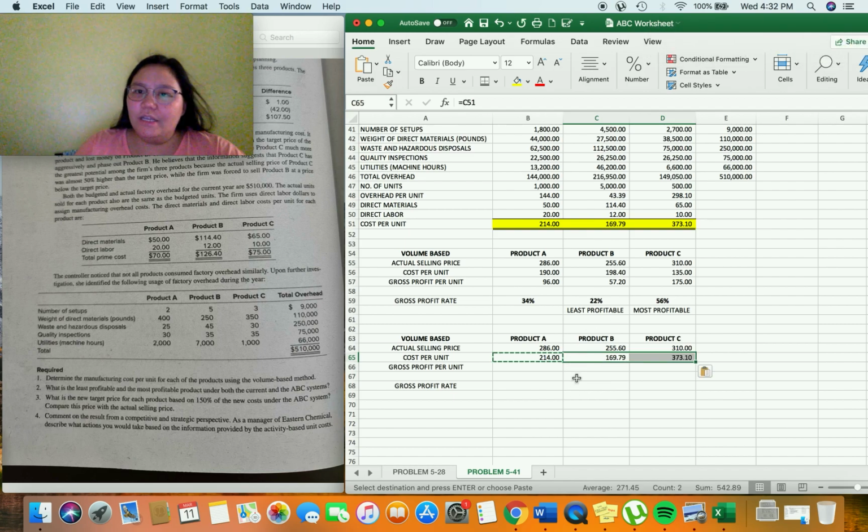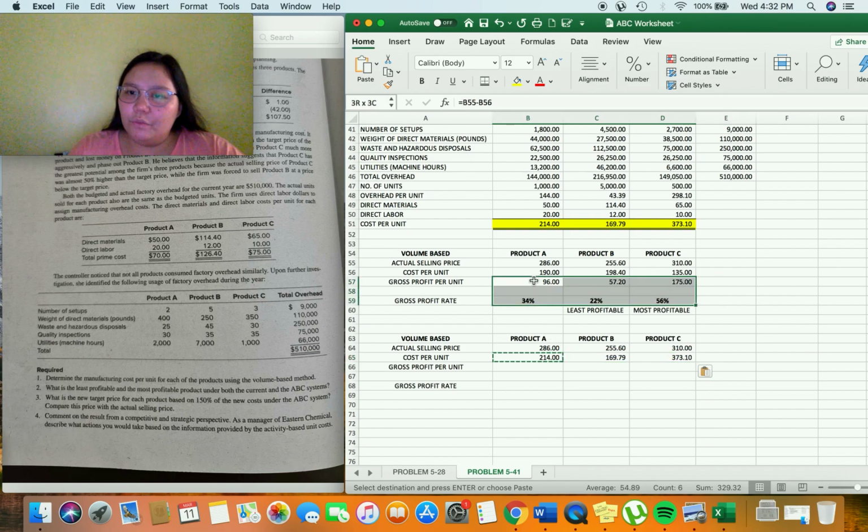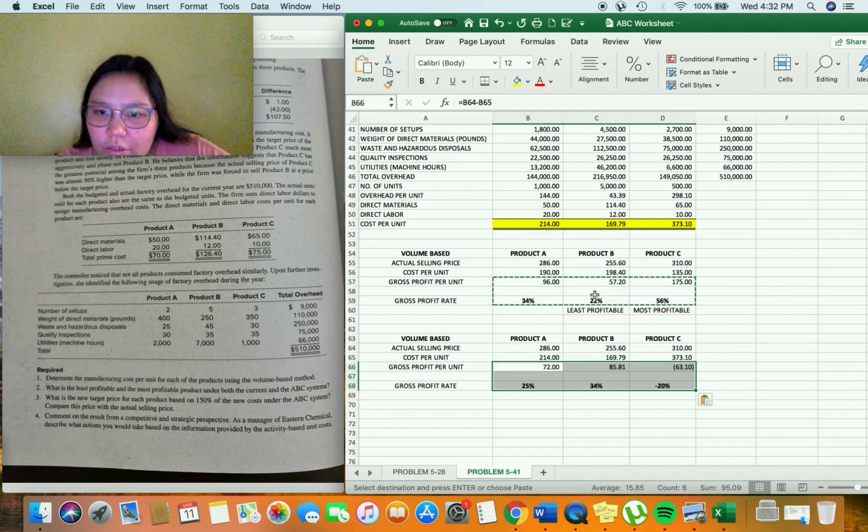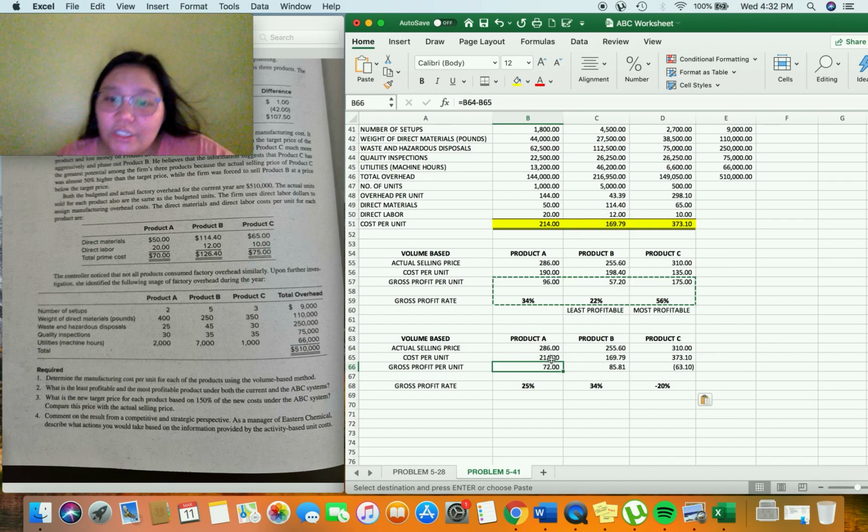214, 169.79, and 373.10. So we just have to copy the formula that we have used here sa taas. So based on this, diba? Syempre, just get the difference. 286 minus 214, that is 72, so on and so forth.